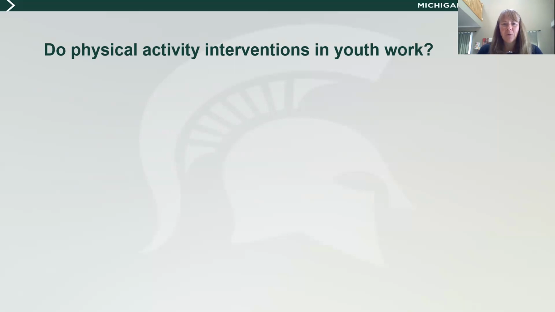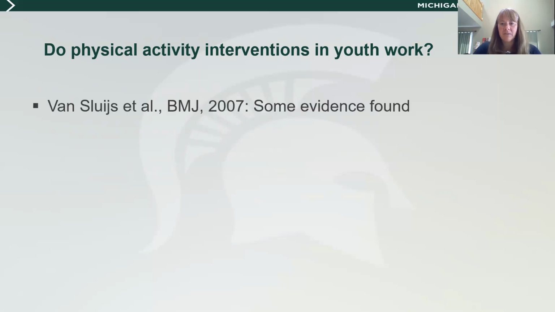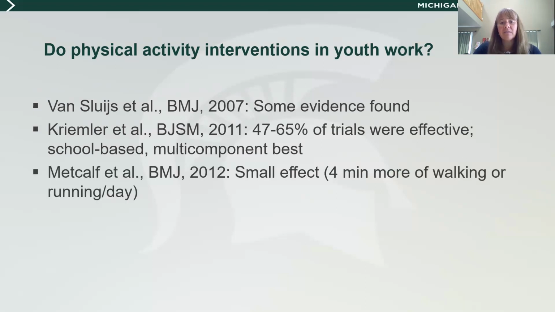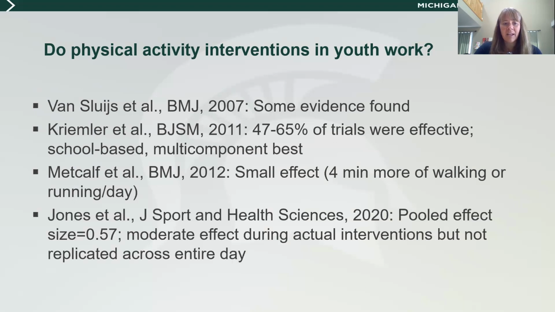And you ask yourself the question then, well, have our physical activity interventions in youth really worked? And I have 4 studies I'll just briefly mention here. Esther Van Sluis found some evidence for physical activity interventions in youth working. Susie Kreemler and colleagues suggested that 47 to 65% of trials were effective, and that school-based multi-component interventions seemed to work the best. Metcalf and colleagues suggested that these sorts of interventions have a small effect, which they translated to 4 minutes or more of walking or running a day. And most recently, Jones and colleagues talked about a pooled effect size of about 0.57, and that these interventions tended to have a moderate effect during the actual intervention time, but not really replicated across the entire day.